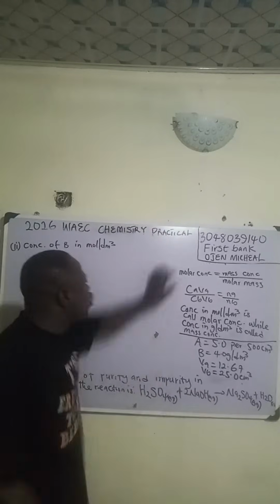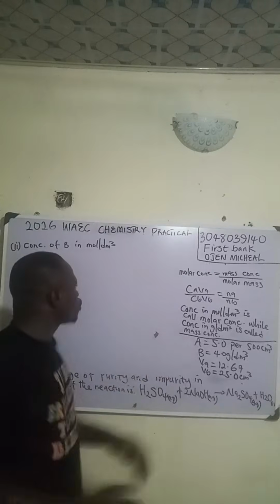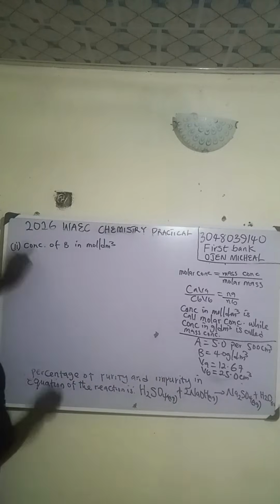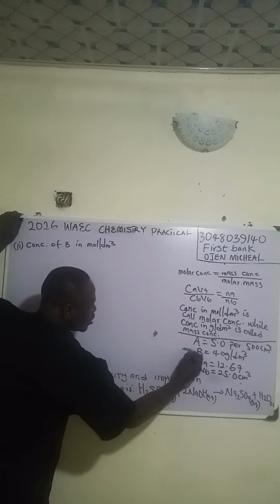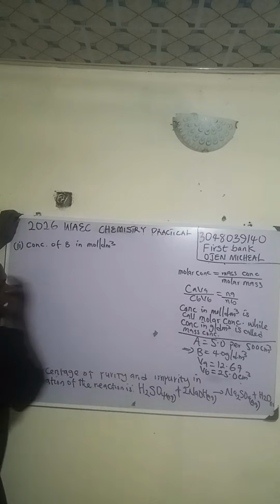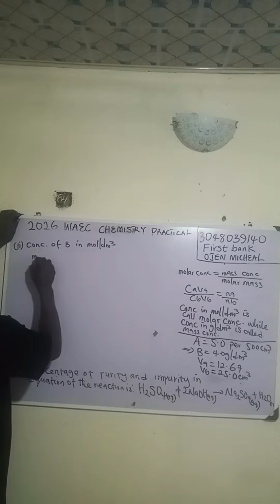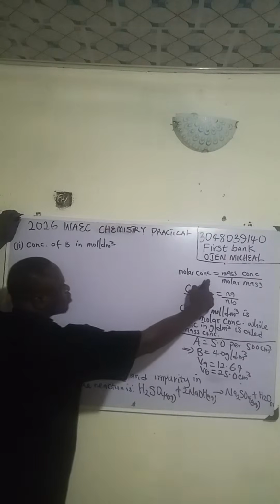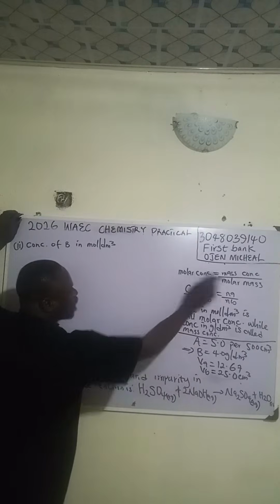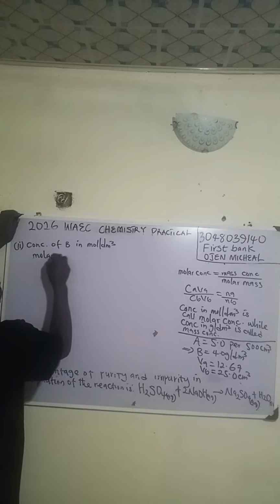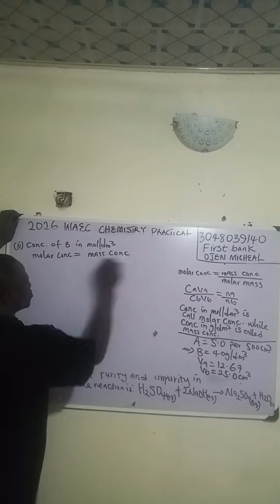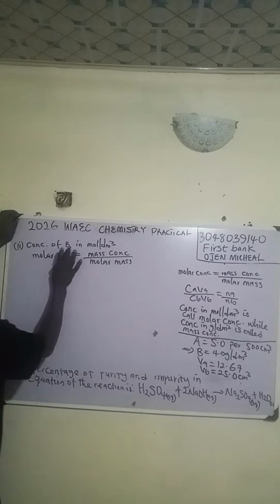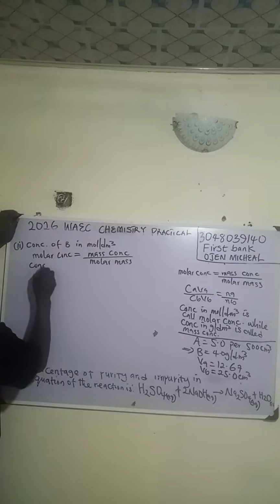All right, now we are going to use this formula for the first calculation. Using this formula, we are asked to calculate concentration of B in moles per dm³. Look at B here. So using this formula, because the concentration is molar concentration, we say molar concentration is equal to mass concentration over molar mass.